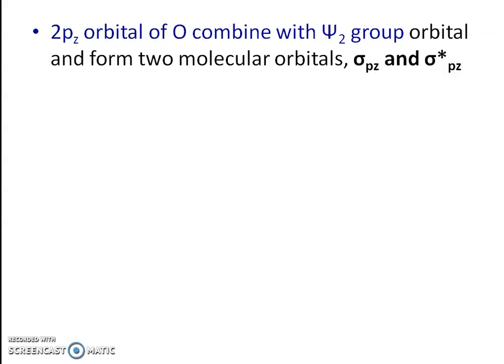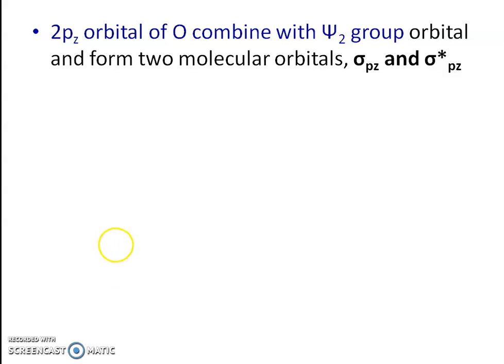And you know that on the basis of the symmetry adapted linear combination principle, the 2s and 2px atomic orbitals of oxygen combine with the psi 2 group orbital of the peripheral hydrogen atoms, and form 3 molecular orbitals, out of which 2 are bonding, that is sigma s and sigma x, and 1 is anti-bonding, that is sigma star x.